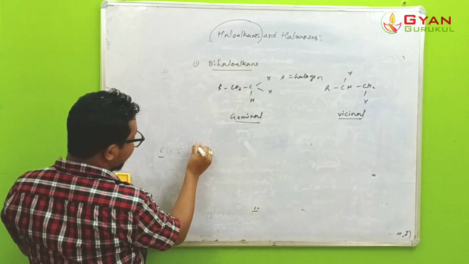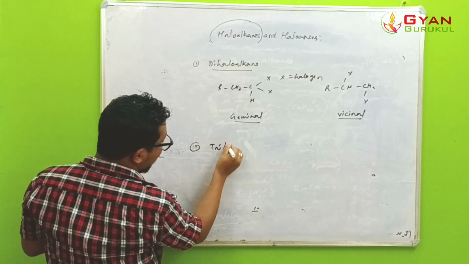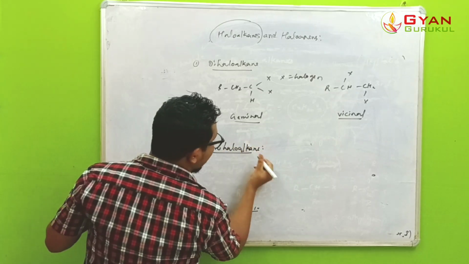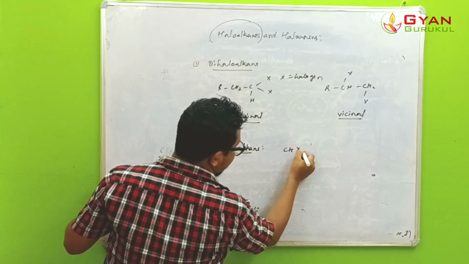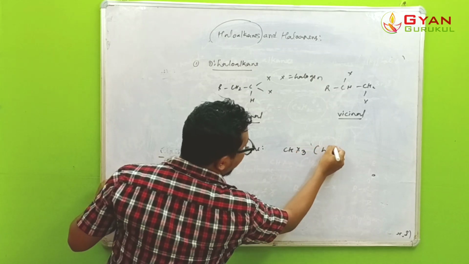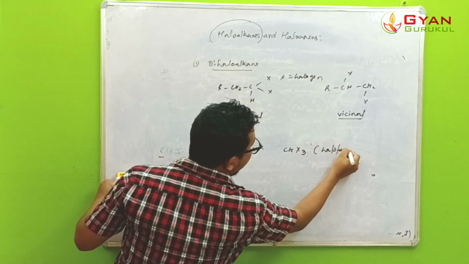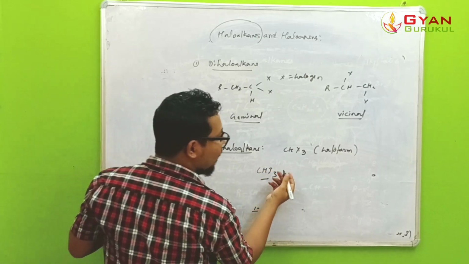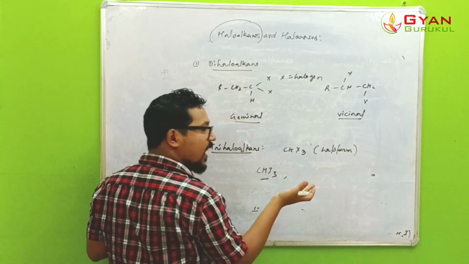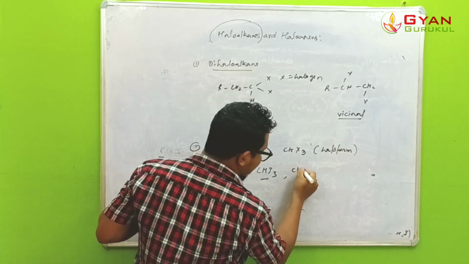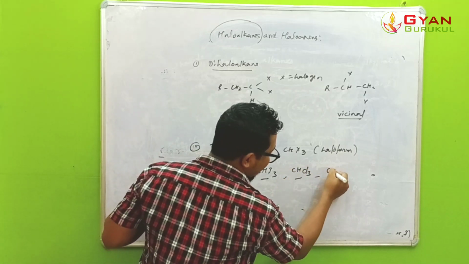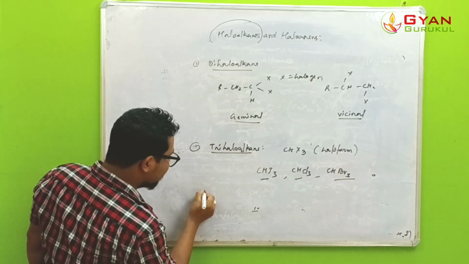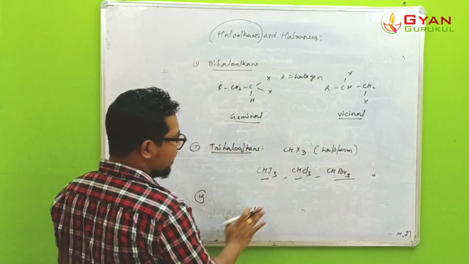Next, number 3, trihaloalkane, like CHX3. This is called haloform. The best examples are CHI3, iodoform; you know the iodoform test, which we will discuss in the aldehyde chapter. CHCl3 is chloroform, and CHBr3, as you all know, is bromoform. These are trihaloalkanes. We won't spend much time on this, just the very basics.